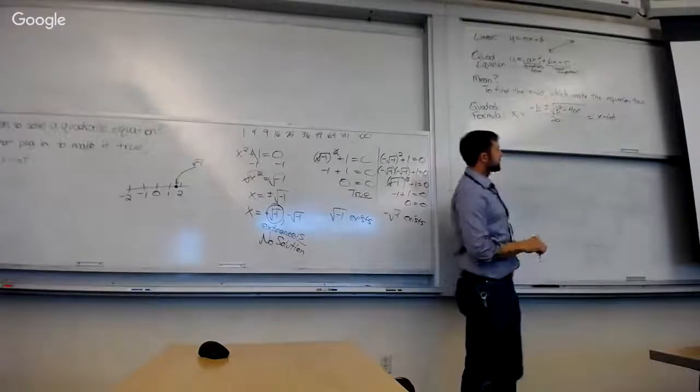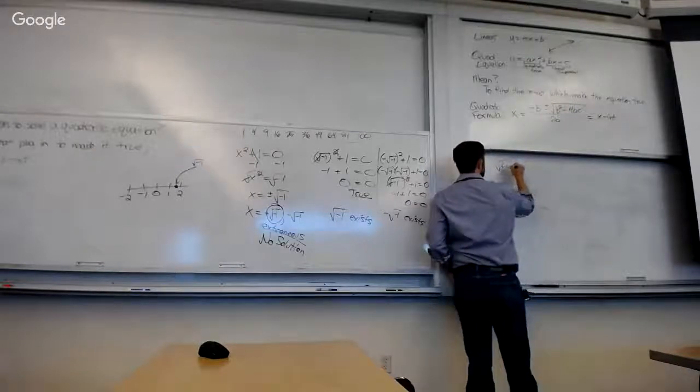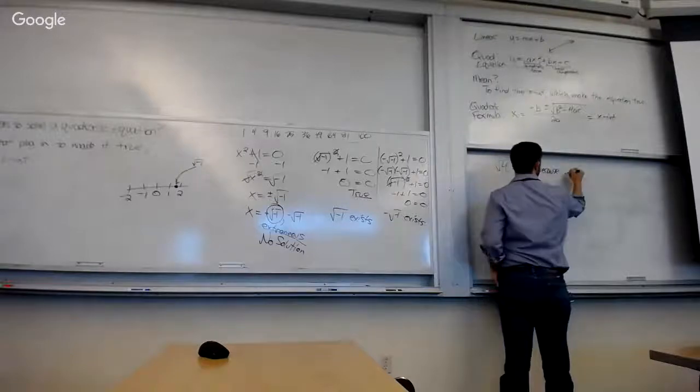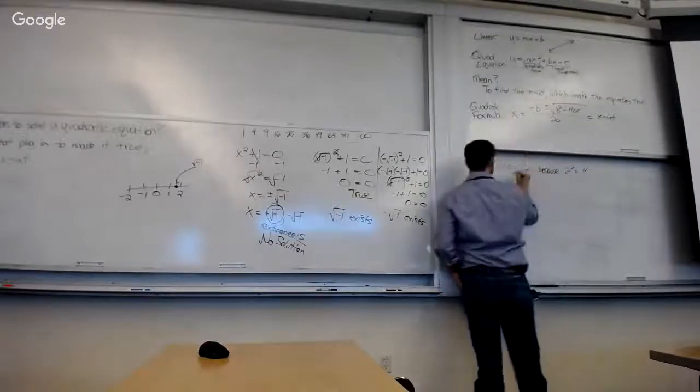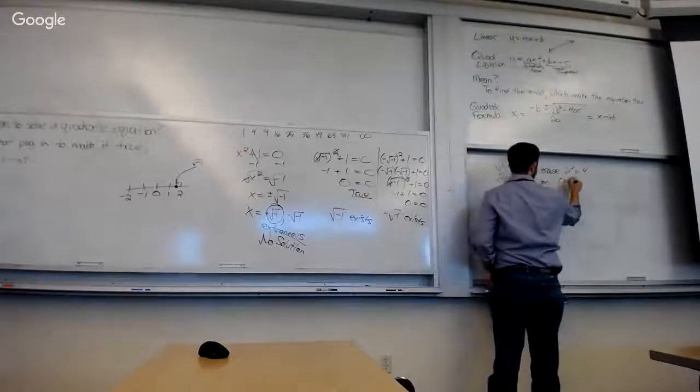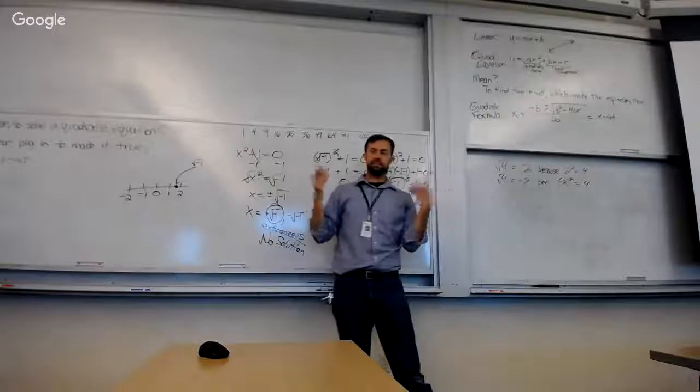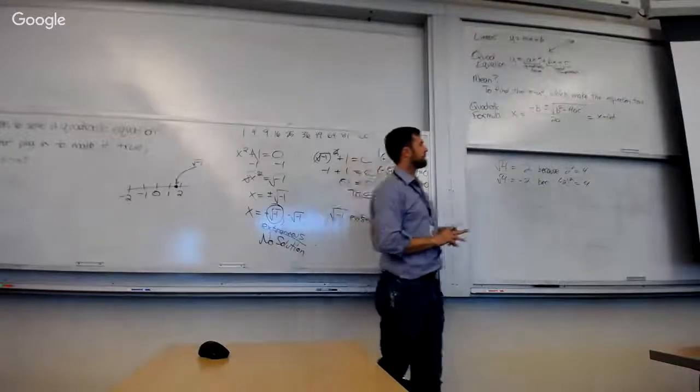So conceptually, recall the meaning of 4. The square root of 4 is 2 because 2 squared is 4. And the square root of 4 is negative 2 because negative 2 squared is 4. Right? That's what a square root means. That's the definition of a square root.